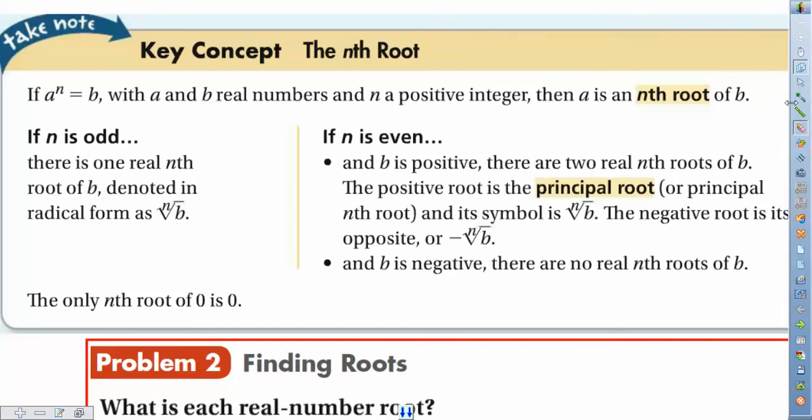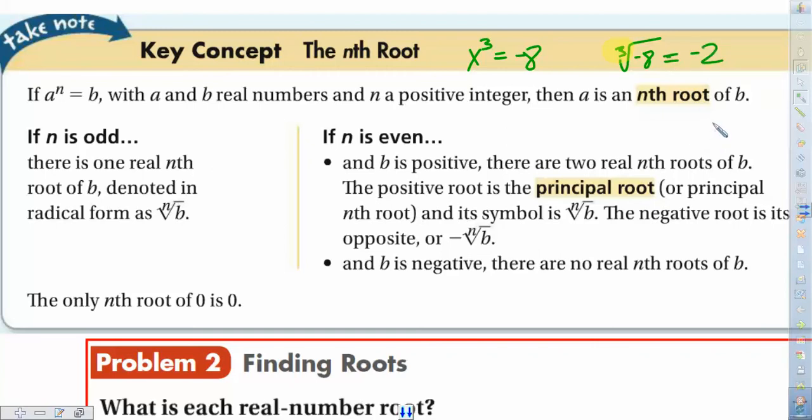However, if I gave you a situation like this, x to the third equal to negative 8, there's only one answer to that. In other words, the cube root of negative 8. Because n is odd, there's only going to be one real root for that. So since we're taking a cube root of negative 8, what number can we multiply by itself 3 times and get negative 8? Well, that would have to be a negative 2.